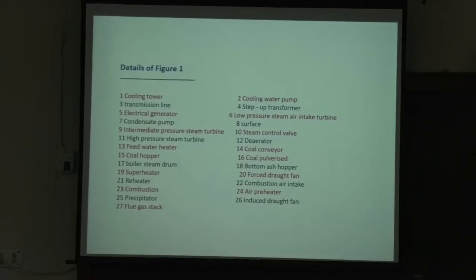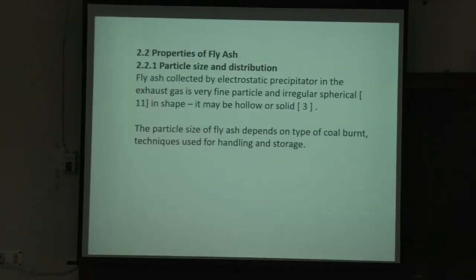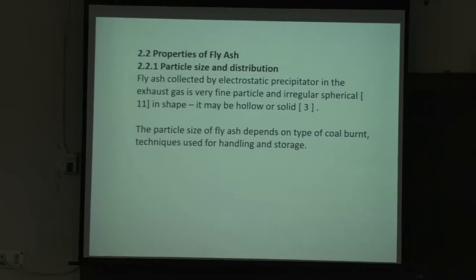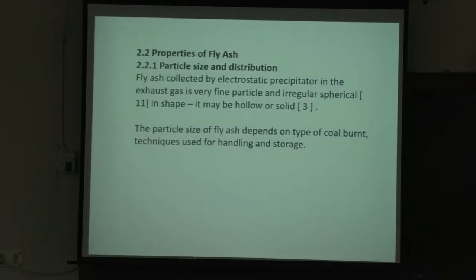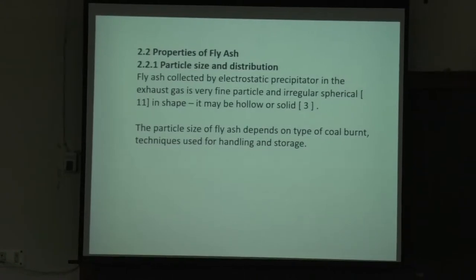So the coal power stations have lots of things, cooling tower, cooling water pump, then condensate pump surface, huge areas, and each one of them actually has the thing there. You have bottom ash hopper, and the fly ash actually gets up through the top. Bottom ash slides down. If we take a look at the particle size and distribution of the fly ash by electrostatic precipitator, I think one of you came and asked me what is the particle size. Fly ash is a very fine particle in irregular spherical shape, and it can be hollow or solid. So if it's hollow, it's called cenosphere. If it's solid, it's called particle.